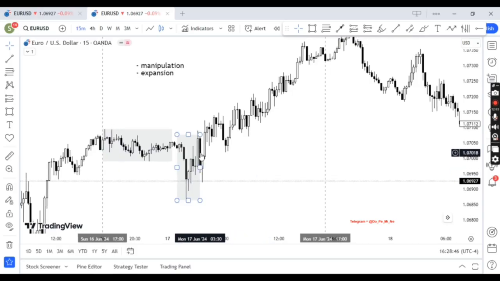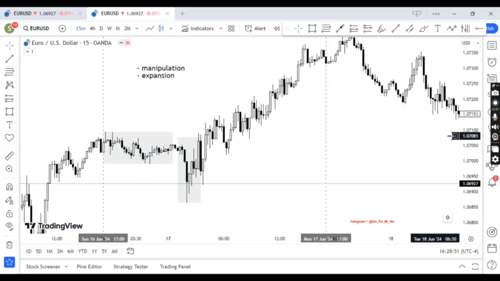I'm also going to be showing you live application of it through trade breakdowns, right? Now let's get back into the chapter, right?